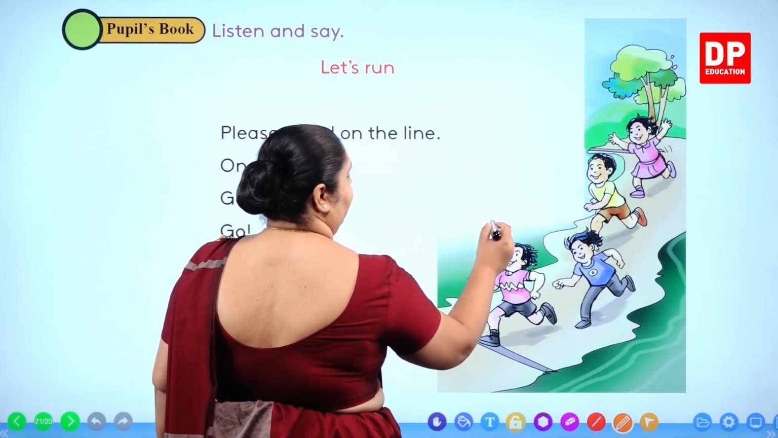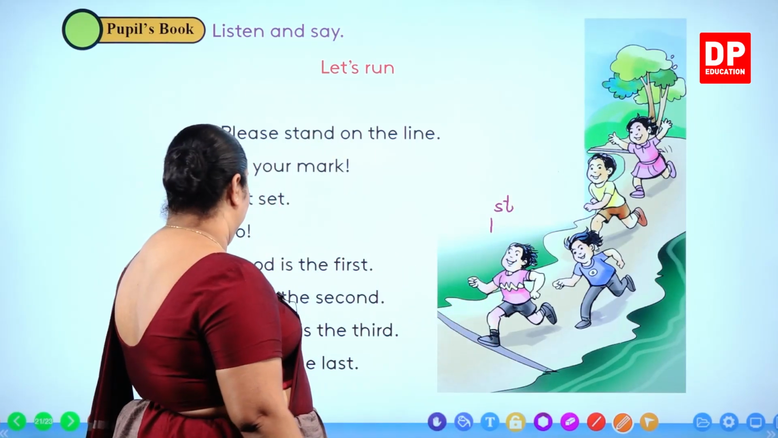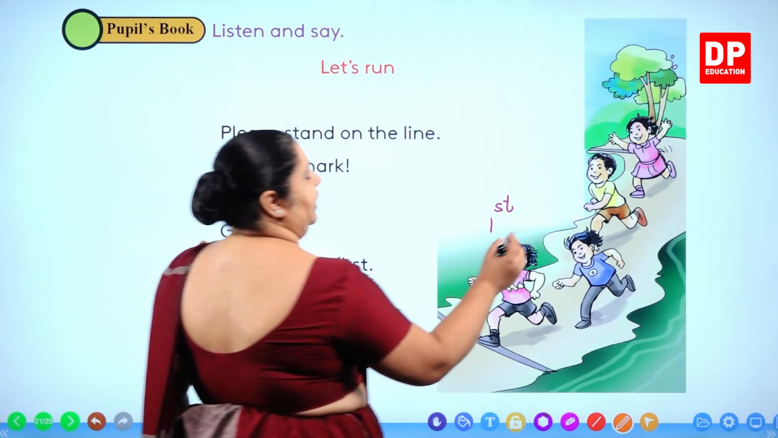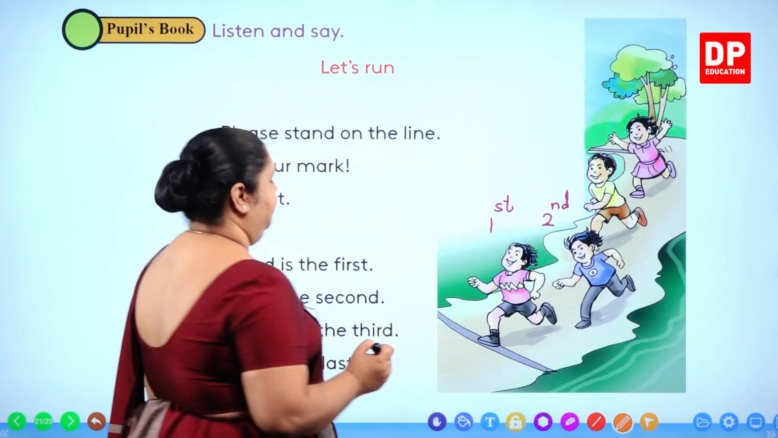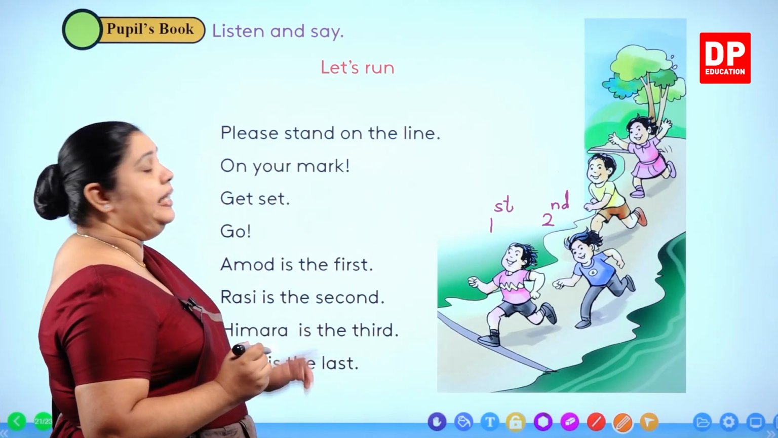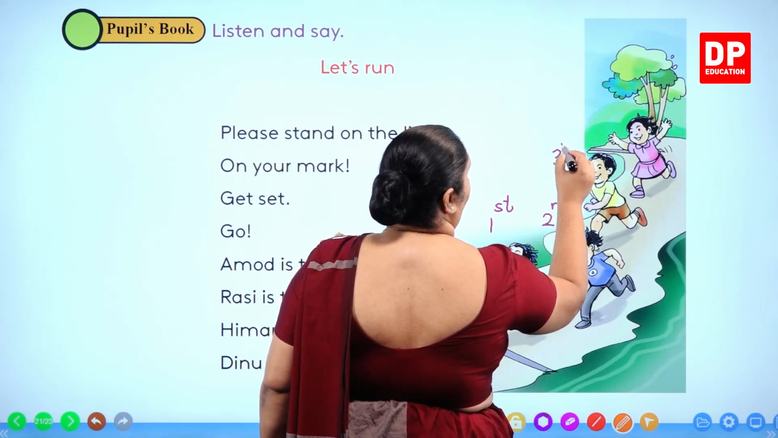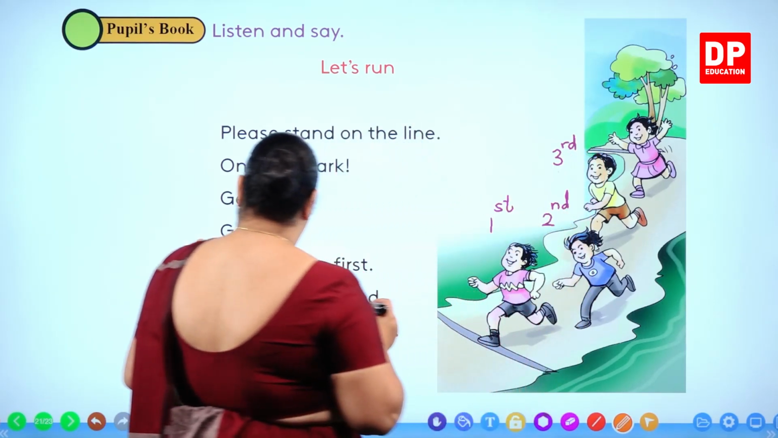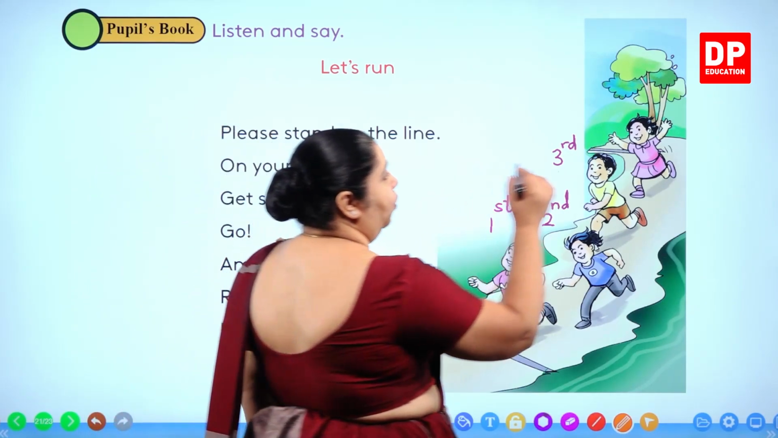Amod is first. How do we write? 1 and S and T, first. Rasi is the second. Second. This is how we write that. Himara is the third. How do we write third? T-R-D. Third. Dinu is the last. Maybe we can say fourth. Fourth.